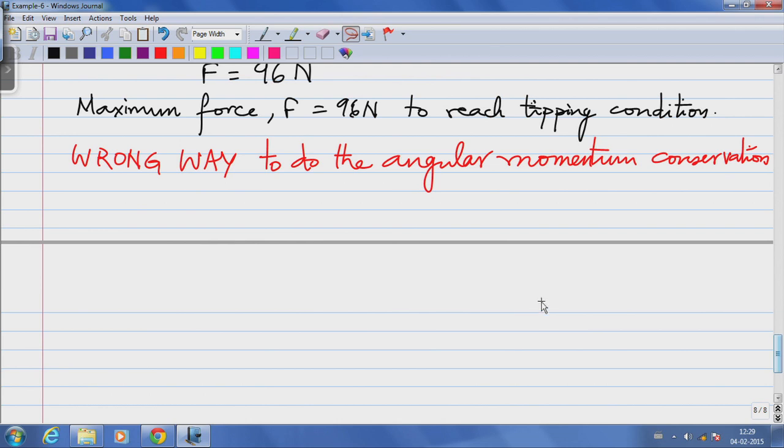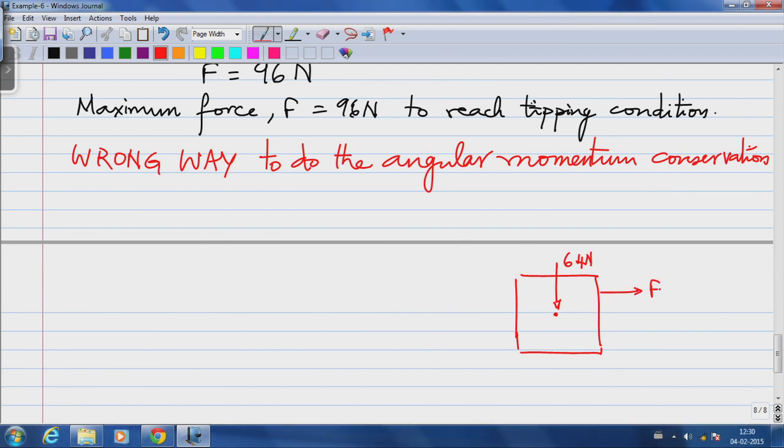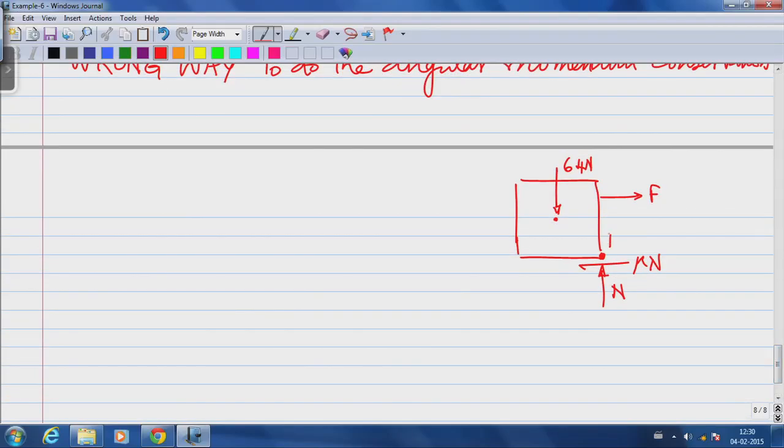So, for the block, I am going to draw the block again just for the sake of completeness. I have G, which is 64 newtons. There is a force F. I do not know the magnitude of the force, but what I do know is that the normal reaction and the friction force are passing through this point P. So, if I wrongly set the summation of moments about P equal to 0.